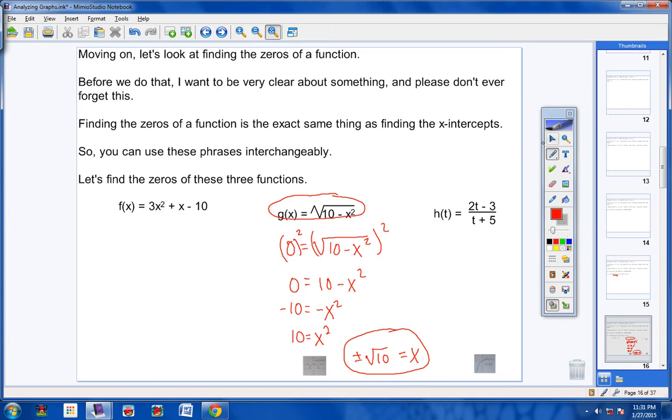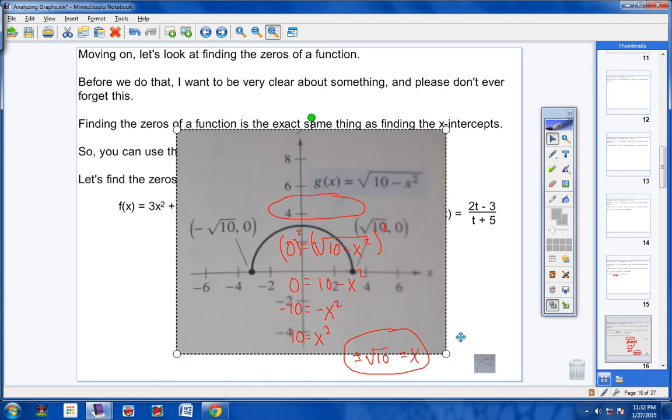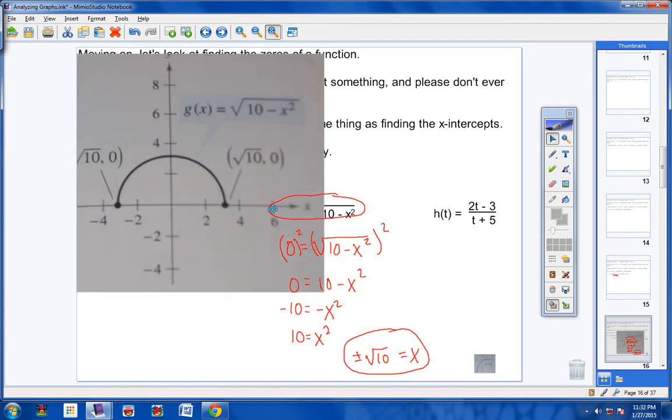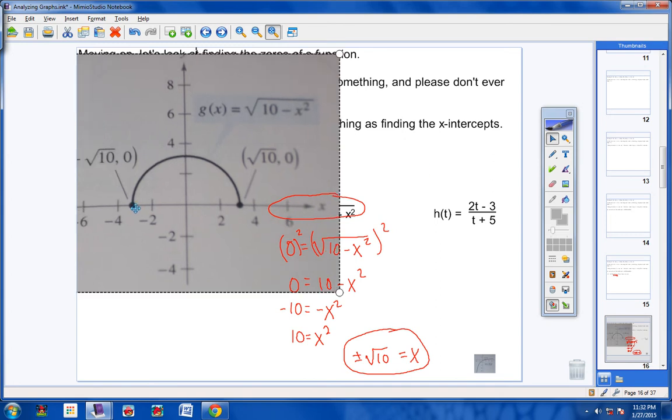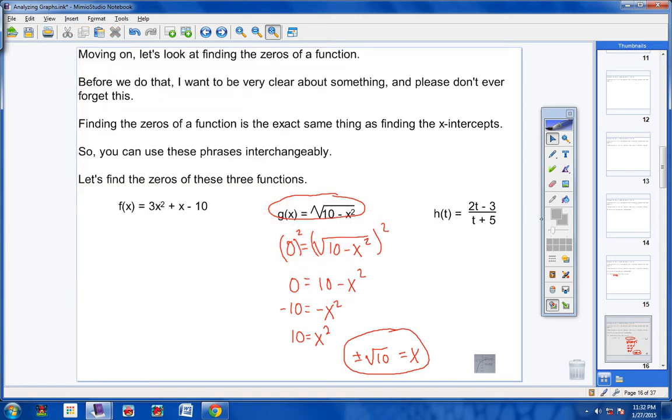Well, here's a picture of it here. Let's see if I'm correct, okay? There's your x-intercepts. Look at that. Negative square root of 10, positive square root of 10. There's the graph of this function. Okay? Alright, moving on to the last one.